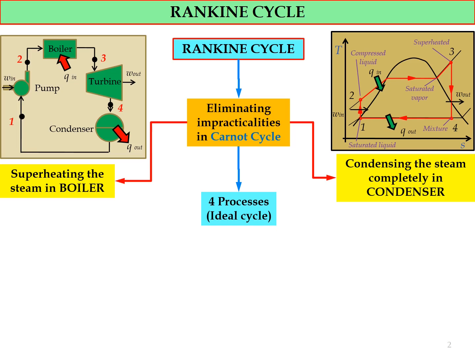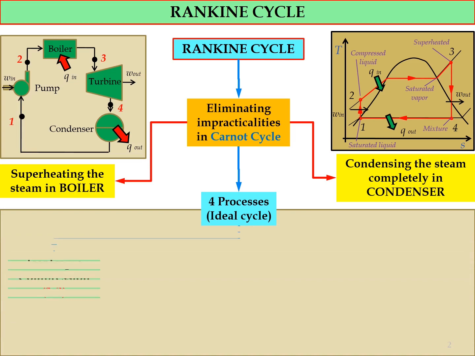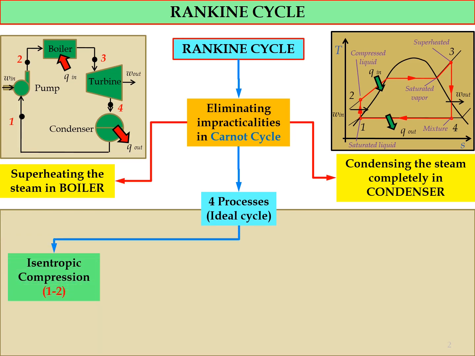If you look at the TS diagram, there are 4 processes. Process number 1 we call the isentropic compression process, from state number 1 to state number 2. For this process, state number 1 is at saturated liquid condition and state number 2 is at compressed liquid condition, and the process is isentropic because the entropy at state number 2 equals the entropy at state number 1.